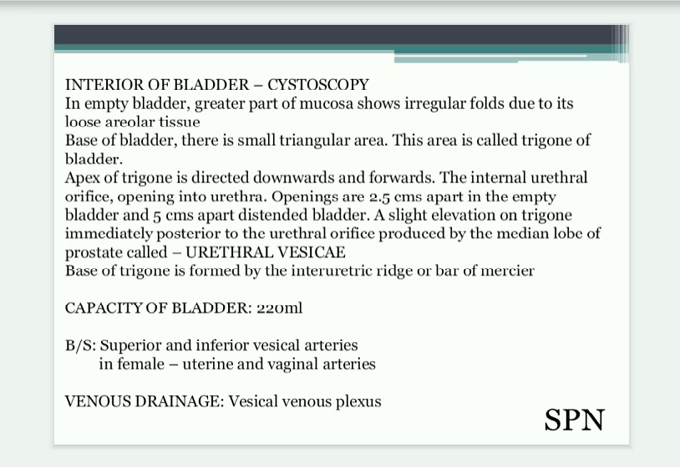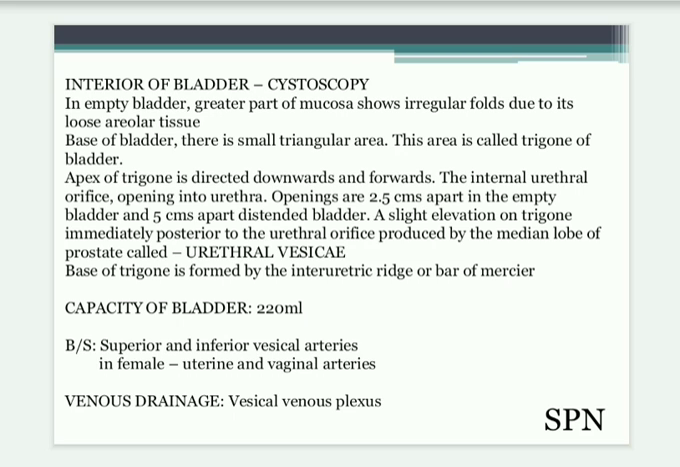Next, the interior of the bladder, which can be examined through cystoscopy. If the bladder is empty, you can see the greater part of the mucosa with some irregular folds, and it is due to the loose areolar tissue. At the base of the bladder, there is a small triangular area called the trigone of the bladder.